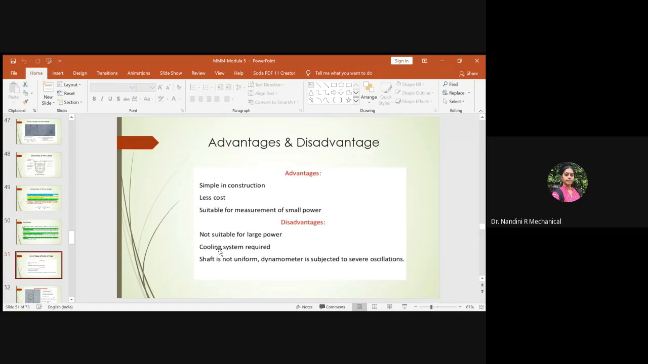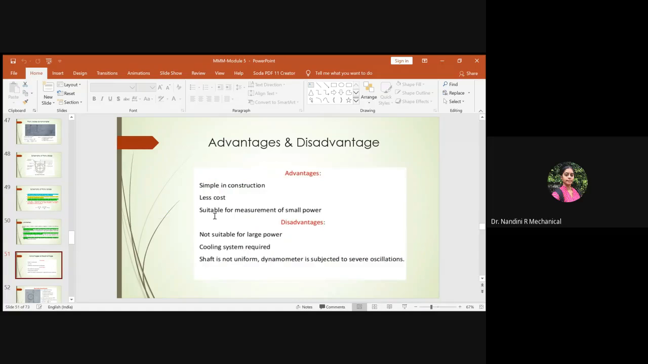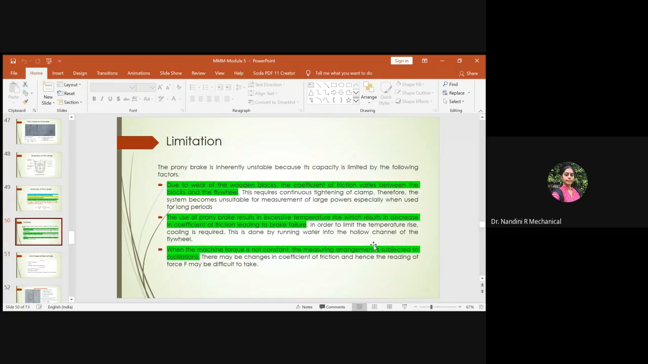Then, to overcome the second limitation related to the cooling effect, you have to mention that a cooling system is very much essential in order to overcome the effects of temperature on the Prony brake dynamometer. The third disadvantage is that the shaft is not uniform and the dynamometer is subjected to severe oscillations. If the shaft is not uniform, then only oscillations come into the picture. So this is one of the disadvantages, that we studied here, right?